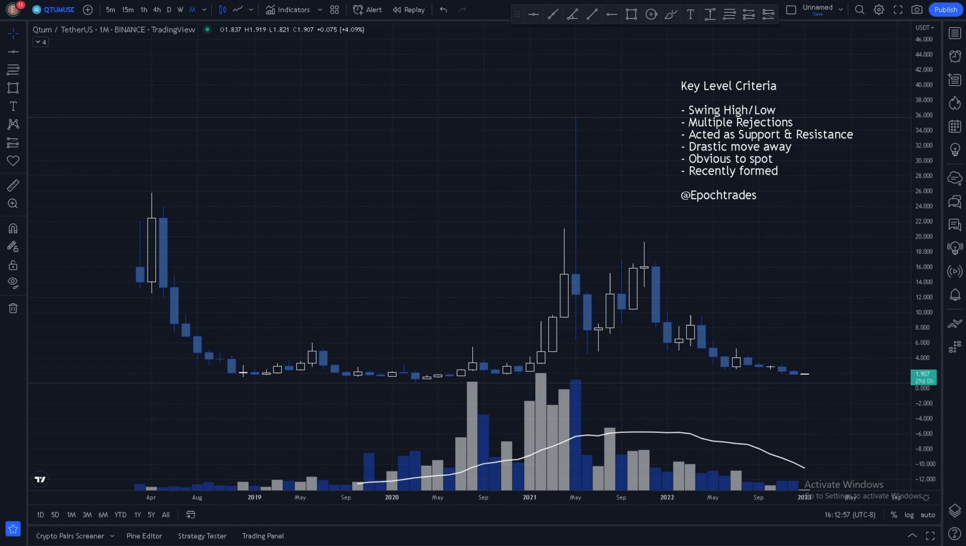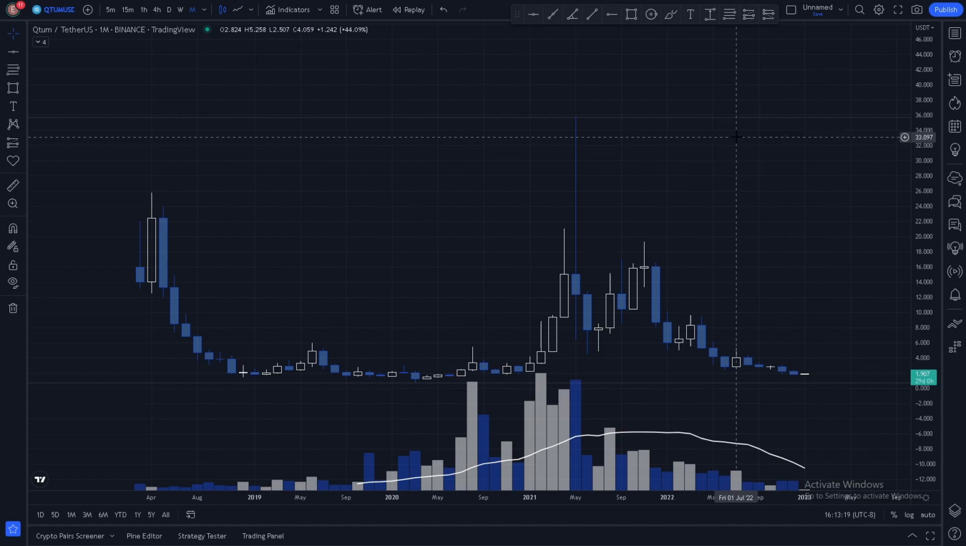Today we're going to be covering key levels on the monthly and weekly time frames for Qtum. So, as always, our key level criteria: we look for swing highs and swing lows, multiple rejections acting as support and resistance, drastic moves away, obvious to spot, and recently formed. So, let's go ahead and hop right in.